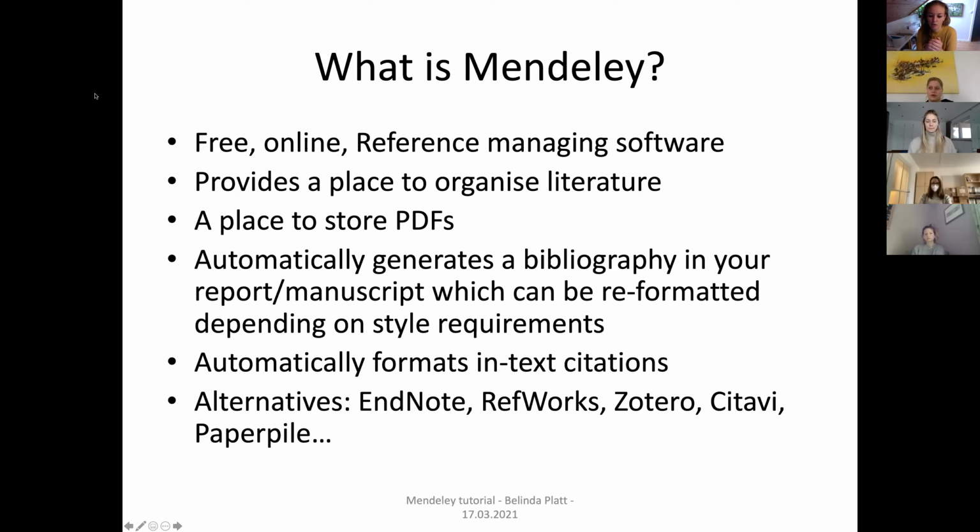And it also automatically formats the in-text citations. So the different formats for references look different in the main text of the manuscript. Some styles of referencing want you to put the first author and the second author, the year, and then put all of that in brackets. Others want you to number the references. And again, you can automate that process.